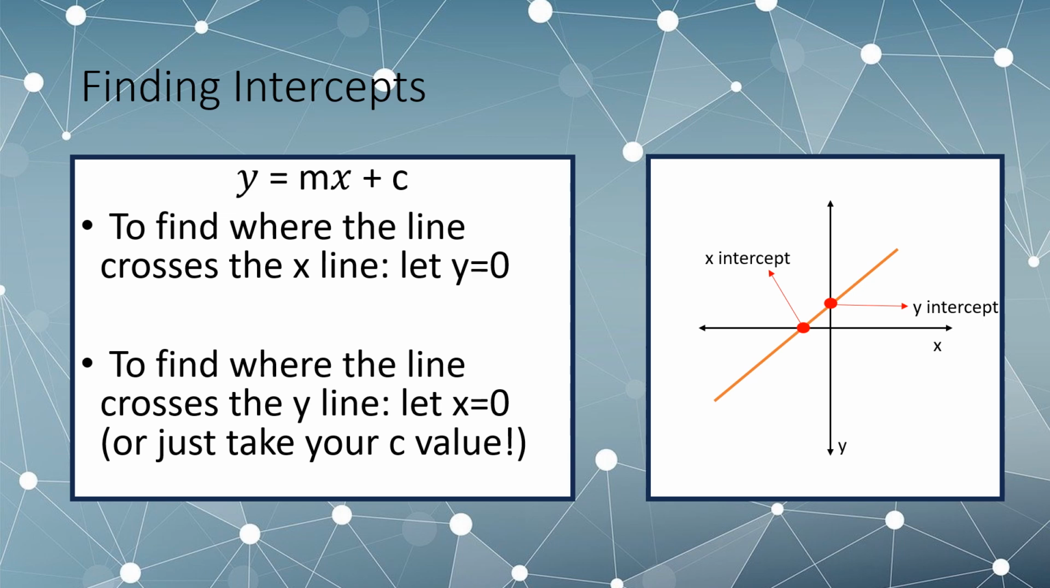Vice versa, in this case then for the y value, to find out where the line crosses the y line, you let x equal 0, or you could just take your c value. As we discussed at the start of this video, the c value in our equation of y equals mx plus c is the y-intercept. So this is where the line crosses the y-axis. Now, if you let x equal 0, you'll see it just eliminates the mx term, which gives y equals c regardless. So it works the same either way.